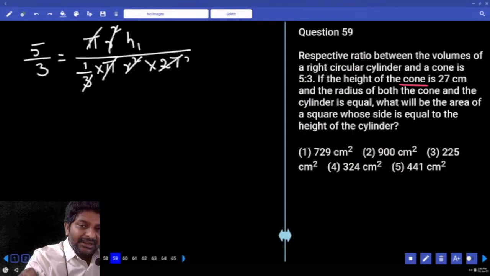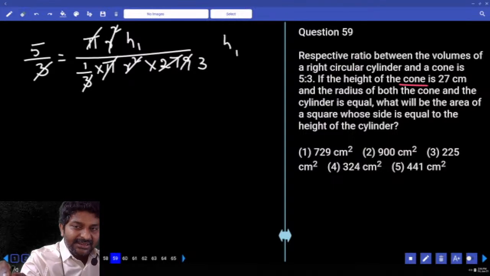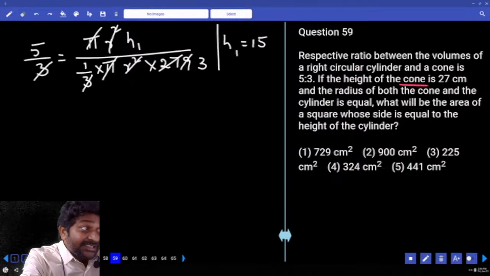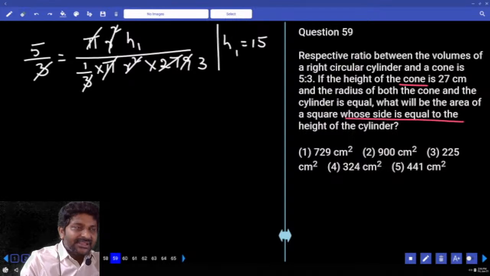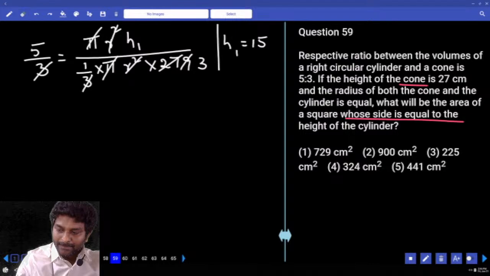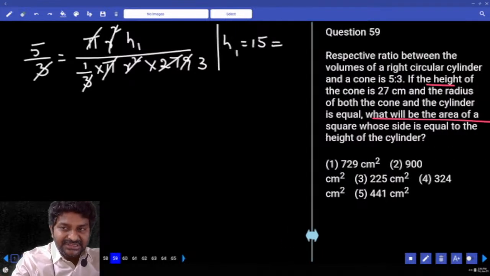3 9 times. 3 times. Height is equal to 15. H1 in the sense height of the cylinder. Height of the cylinder is equal to side of the square, which is also 15. Now the question is area of the square. 15 square, 225.